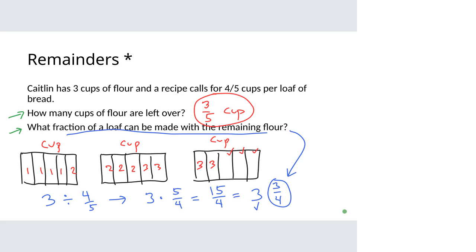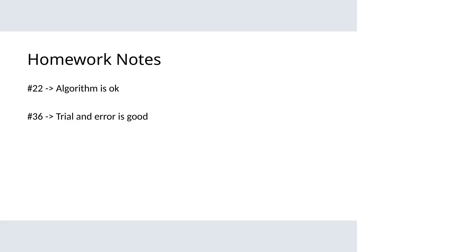Last thing I want to say before we close today is in number 22, it's okay to use the algorithm. And for number 36, trial and error is a perfectly good method. It's fine for you to use trial and error for that one if you want to.